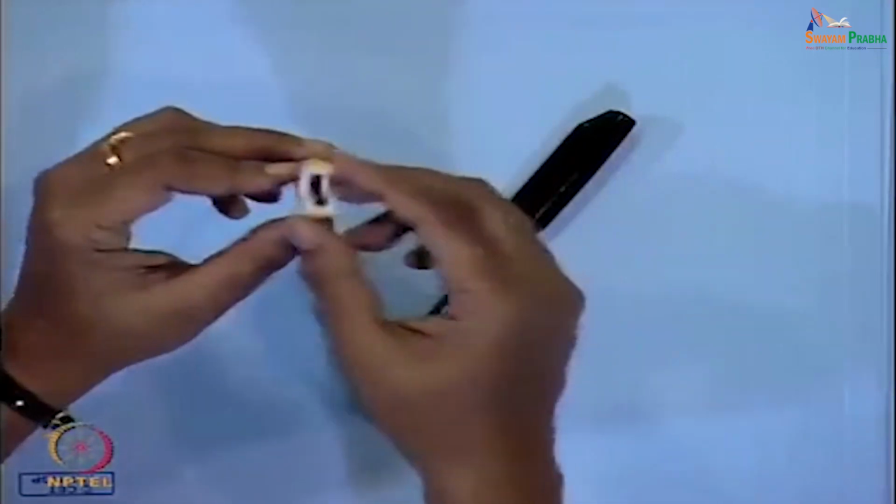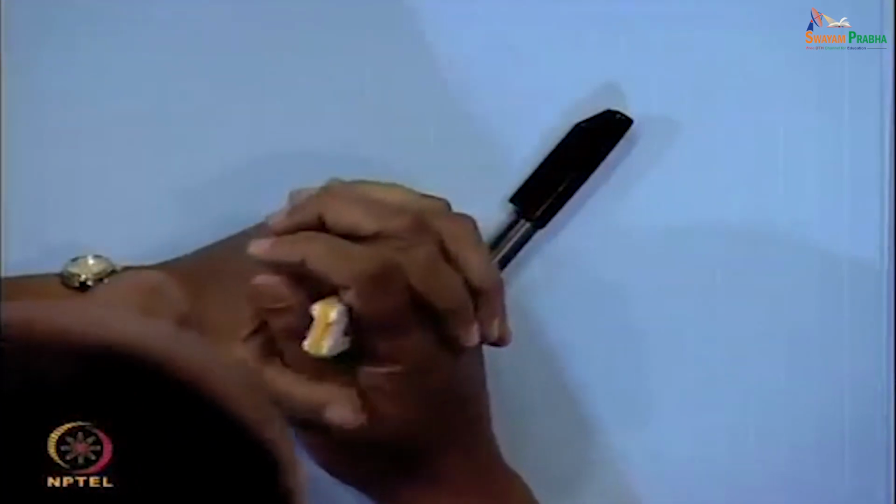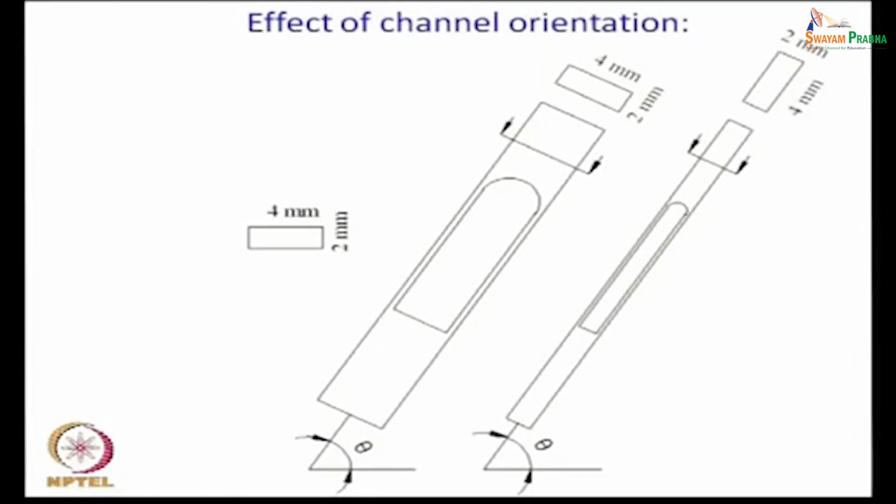So, it can be inclined in two different ways, and we wanted to find out that apart from channel dimension and channel inclination, does this orientation affect the rise of bubbles? This was the other thing that we wanted to find out. Now, this effect of orientation could not be studied for any other symmetric geometries other than a rectangular channel. So, therefore, we tried to study it and we observed a very interesting phenomenon.